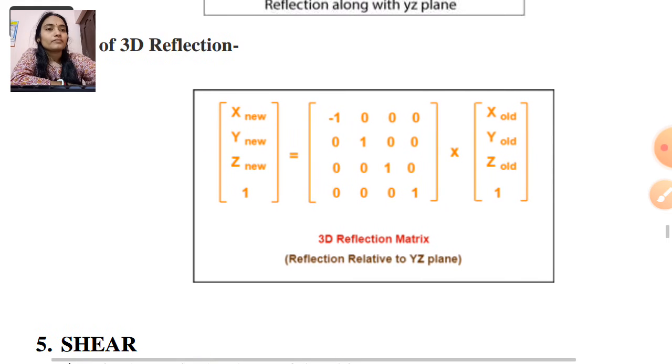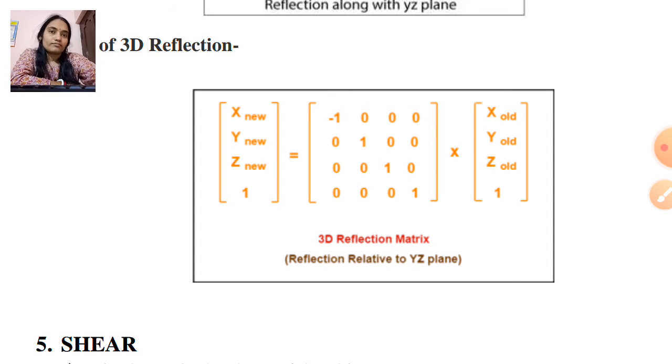Okay, so this one is our reflection. Reflection can be divided into three types: the xy plane, the xz plane, and the yz plane. In the xy plane, the z value is negative. In the xz plane, the y value is negative. In the yz plane, the x value is negative.